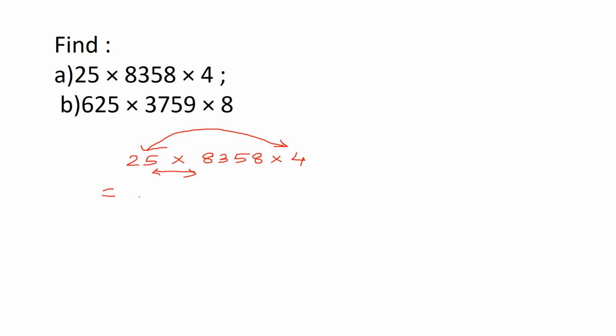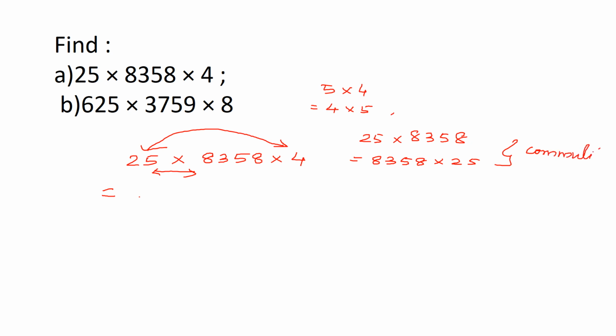How will we write? A into B is equal to B into A, isn't it? 5 into 4 is equal to 4 into 5. So 25 into 8358 is equal to 8358 into 25. What is the property? This is commutativity of multiplication. So we are changing here. We get 8358 into 25 into 4. We have done commutativity of multiplication here.